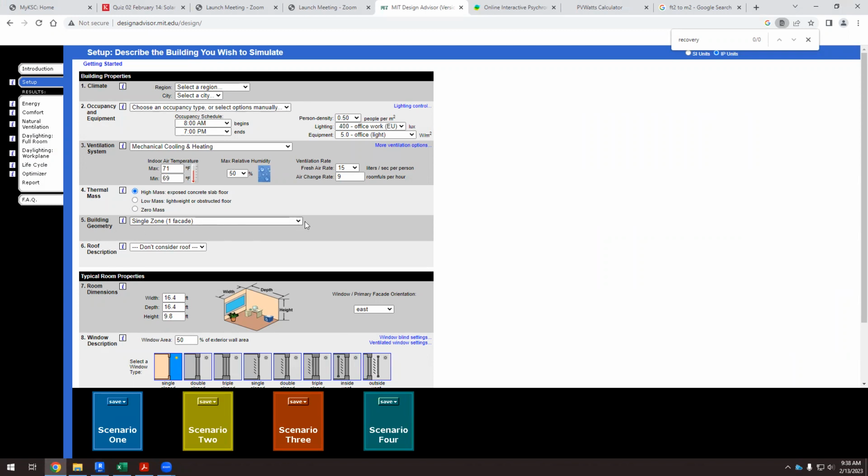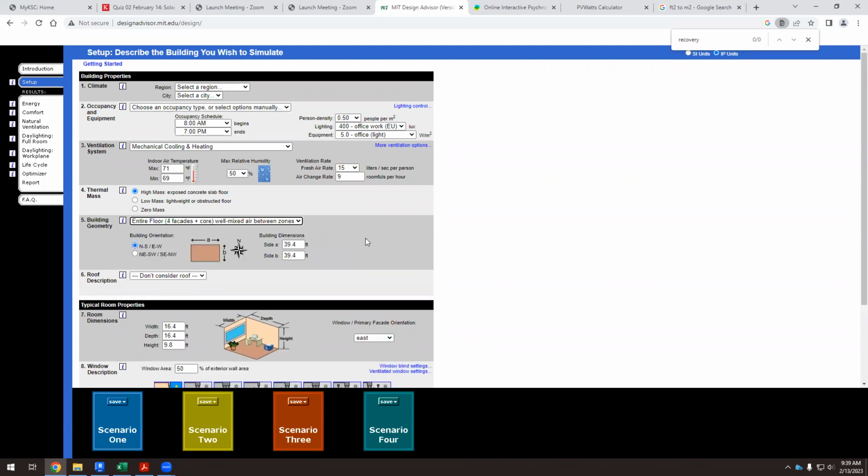Building geometry. Here we can select either one facade or 4 facades. Well mixed air between zones or unmixed air between zones. I don't mind, but we have 4 facades because we have a detached building. If we have an attached building, then we have only 1 facade exposed. But here we can select 4 facades. And the building orientation is north, south, east, west, kind of.